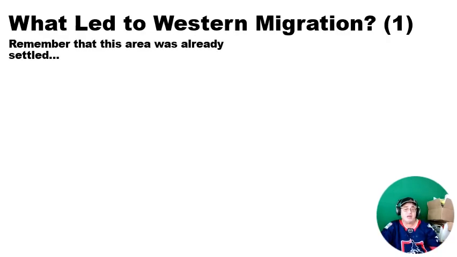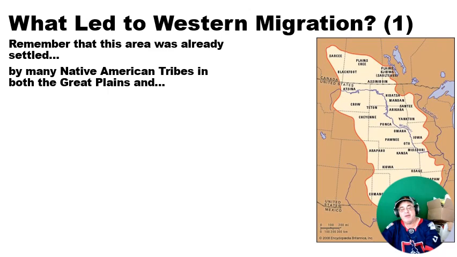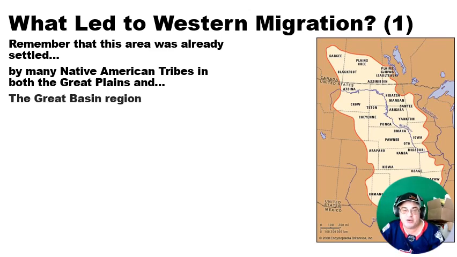The first thing we're going to talk about is what leads to people moving out west, because one of the first topics that you guys are supposed to know about is Western migration. You know, the Old West. They used to make a lot of movies about that. This land had already been settled, remember, by Native Americans living in what was then called the Great Plains, stretching from Canada all the way down to the great state of Texas. And of course the Great Basin.